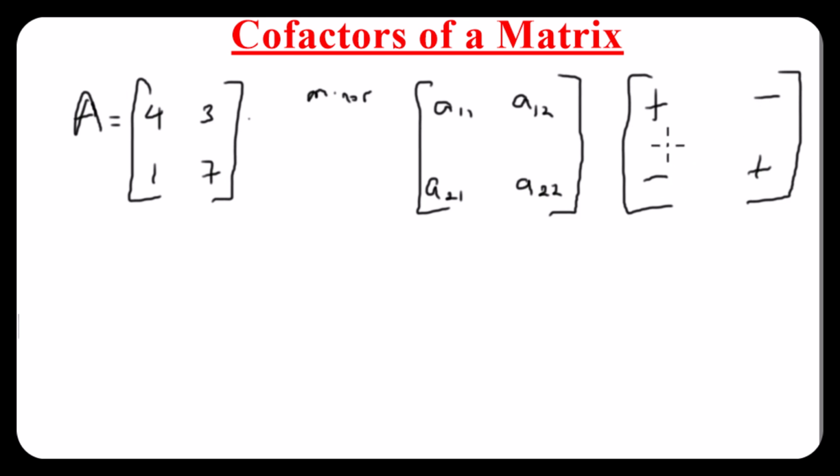So how do we arrive at that? By simply writing all this outside. So A11, we want to know the cofactor of A11, or the cofactor of 4. We want to know the cofactor of A12, we want to know the cofactor of A21, and we want to know the cofactor of A22. All right, so let's start with A11.